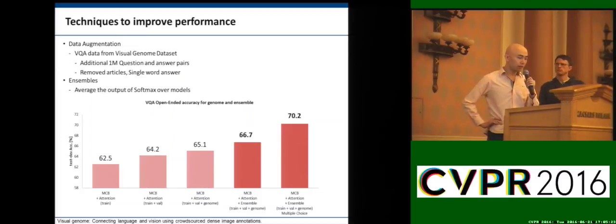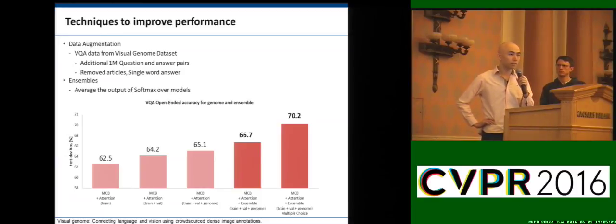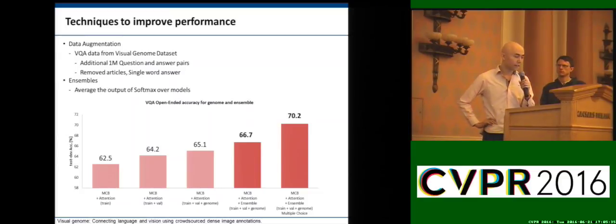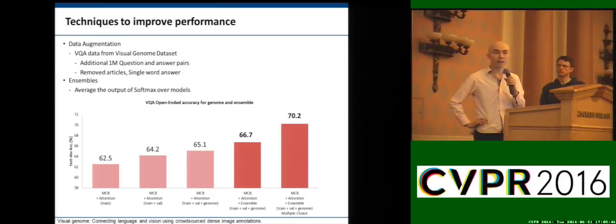In this slide, we have the final two numbers we submitted to the challenge. Other than MCB, we used two techniques to improve the performance. The first is that we used the Visual Genome dataset for training. With this dataset, we got an additional 1 million question-answer pairs, and as you can see in the figure, we got a boost with this additional data.